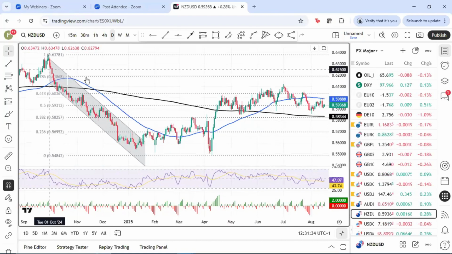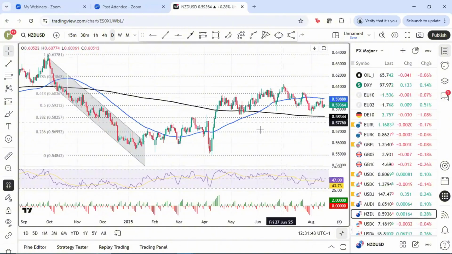On the chart, we're trading around the halfway point of this move lower, which is at 59.31. The 50-day moving average just capped the upside there. That's at 59.88, and then you've got multi-month highs from the start of July at 61.20. Below, you've got the swing low from the start of August, this month's low at 58.65, and then the next fib level, 58.25, and the 200-day moving average at 58.34.